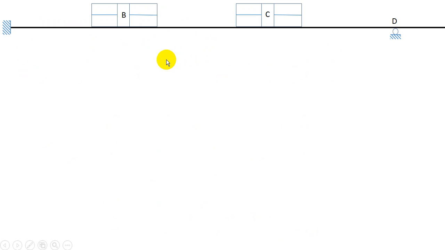This is our final step, that is of moment distribution. I've redrawn my beam again, and here this is A, B, C, D and E. I'm sorry the names are not visible, but it's A, B, C, D and E. What I have to do is draw a box around my intermediate supports. Since B and C were my intermediate supports, I had to draw a box here. And now I have to fill these boxes.